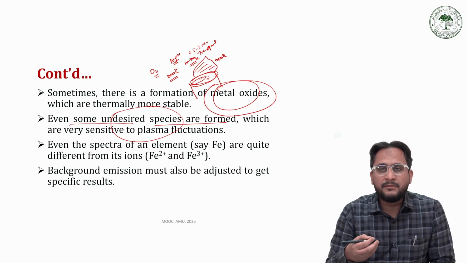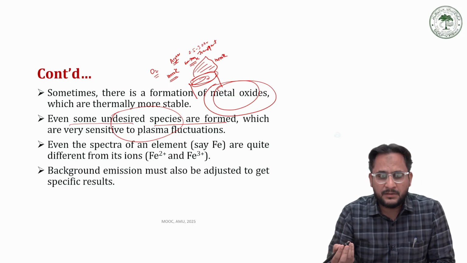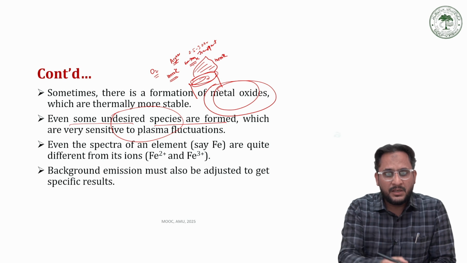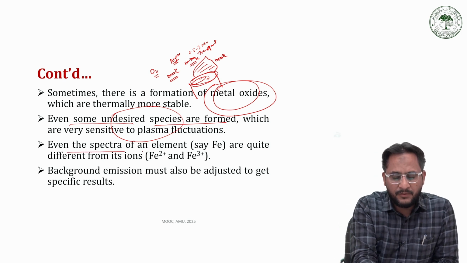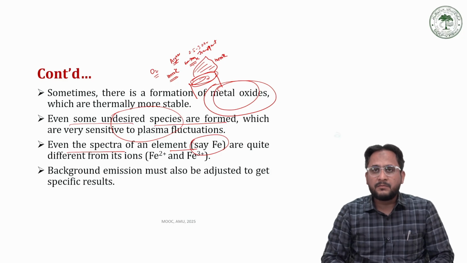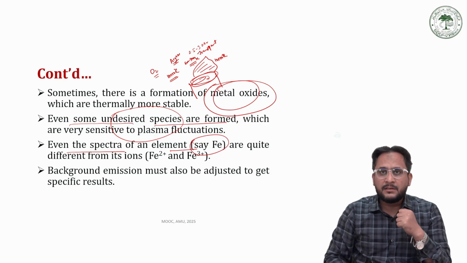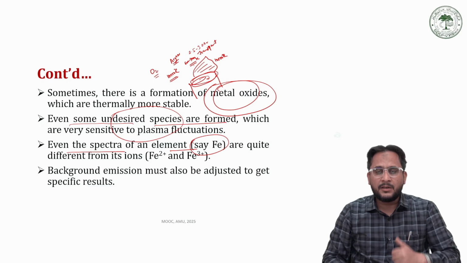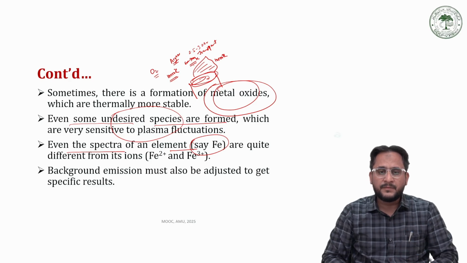Sometimes we even have doubly charged species in the spectra of an element. For example, take iron. If we are analyzing a pure sample of iron, or an alloy such as stainless steel which contains iron, that is Fe in the zero state.